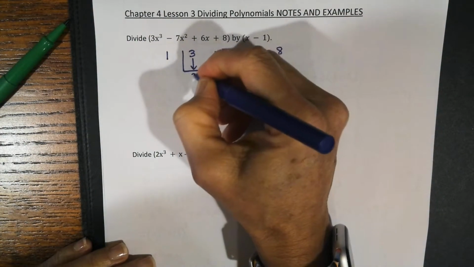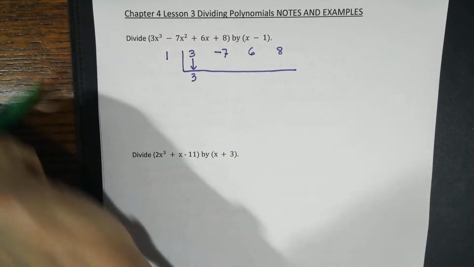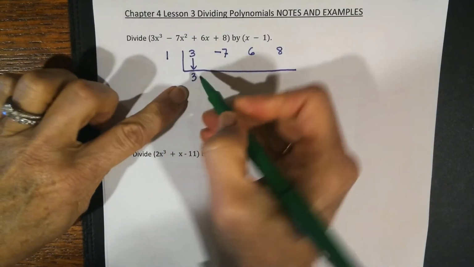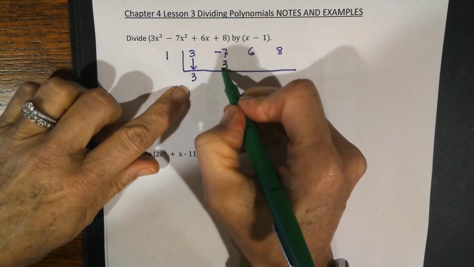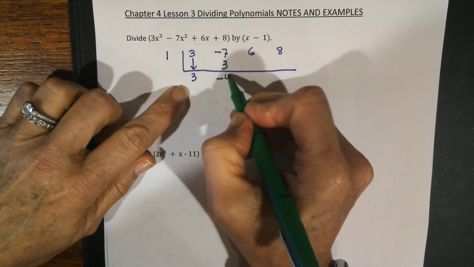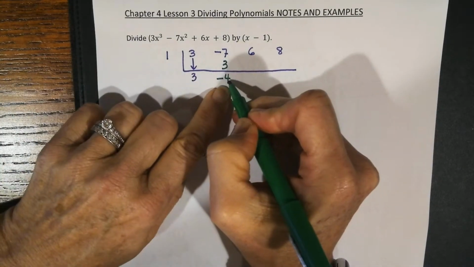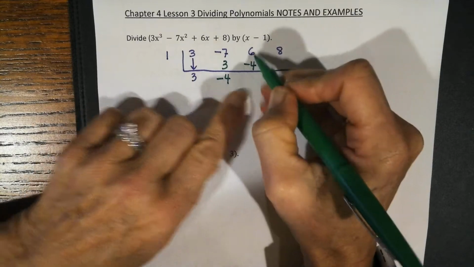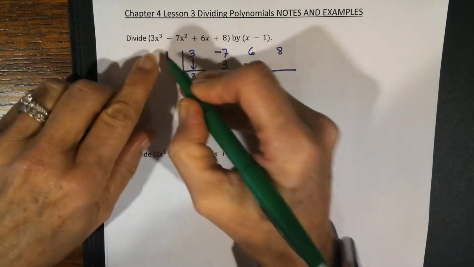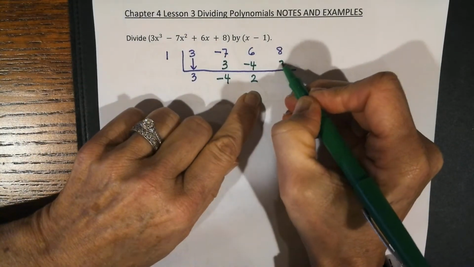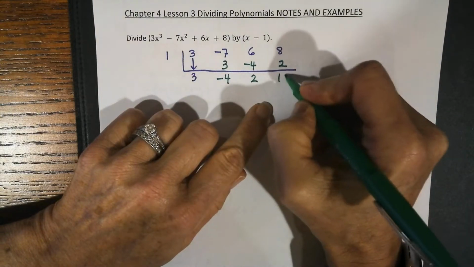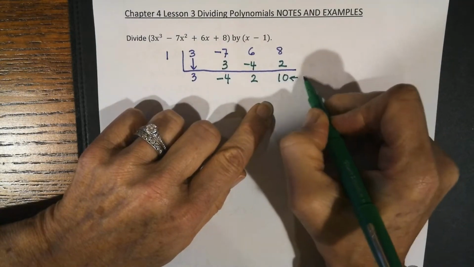First step, bring your 3 down. Second step, 1 times 3 goes here. Then combine. 1 times negative 4 goes here. Then combine. 1 times 2 goes here. Then combine. This is my remainder.